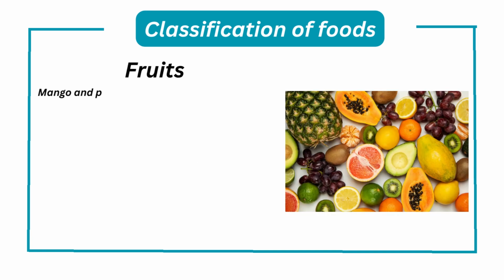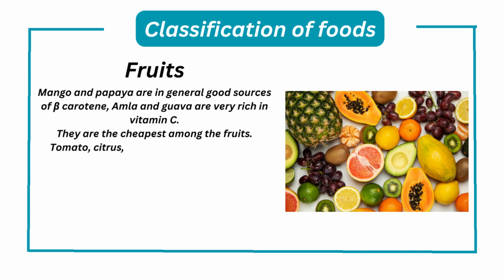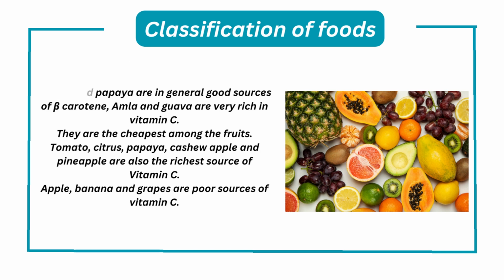Fifth, fruits. Mango and papaya in general are a good source of beta-carotene. Amla and guava are rich in vitamin C. They are the cheapest among the fruits. Tomato, citrus, papaya, cashew apple and pineapple are also rich sources of vitamin C. Apple, banana and grapes are the poor source of vitamin C.